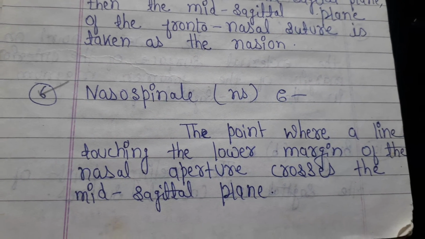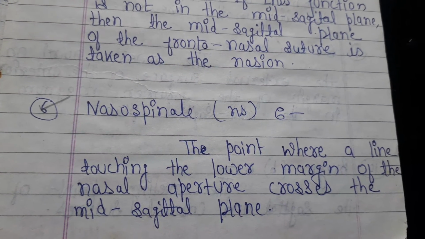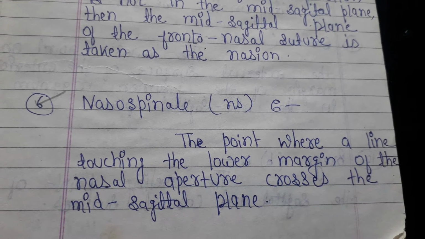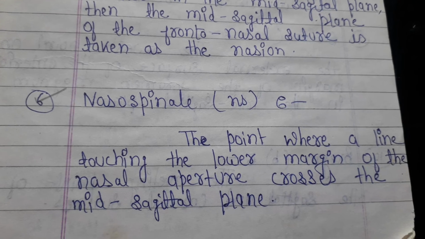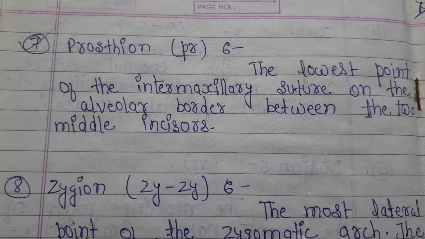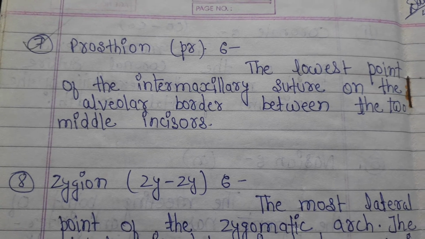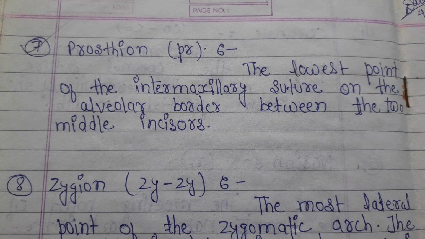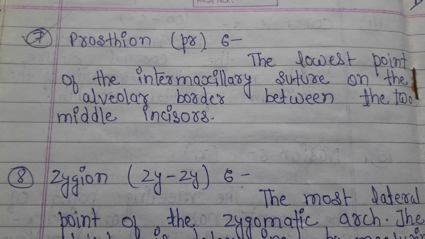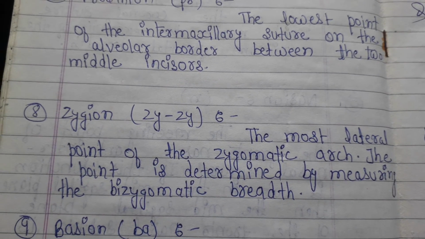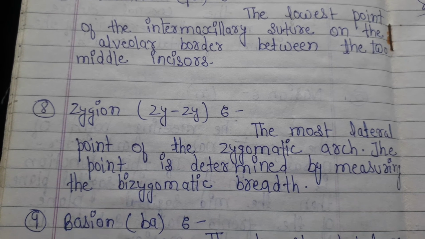Next, nasospinal, the point where a line touching the lower margin of the nasal aperture crosses the mid-sagittal plane. Next, prosthion, the lowest point of the intermaxillary suture on the alveolar border between the two middle incisors. Next, gigian, the most lateral point of the zygomatic arc.